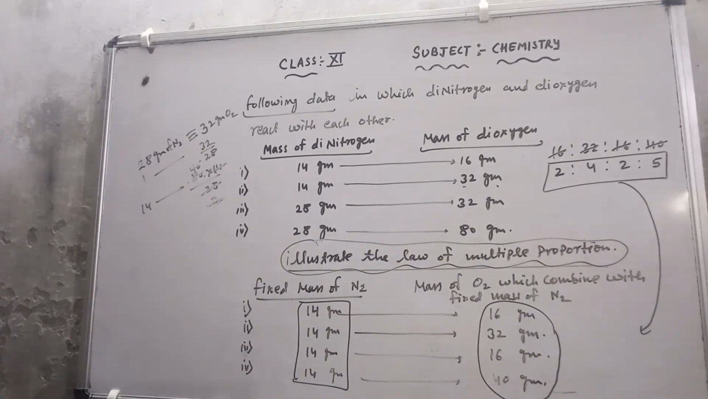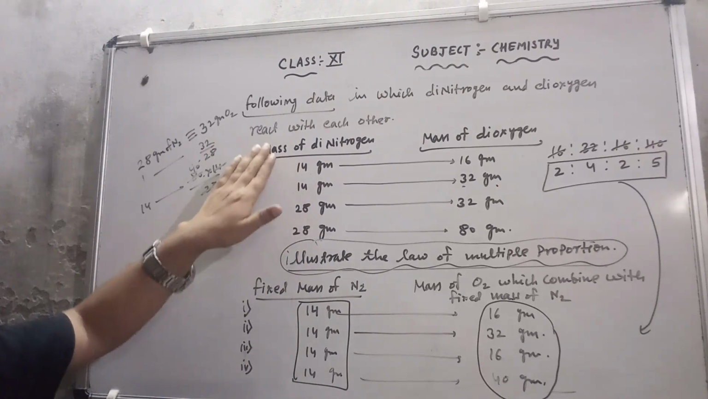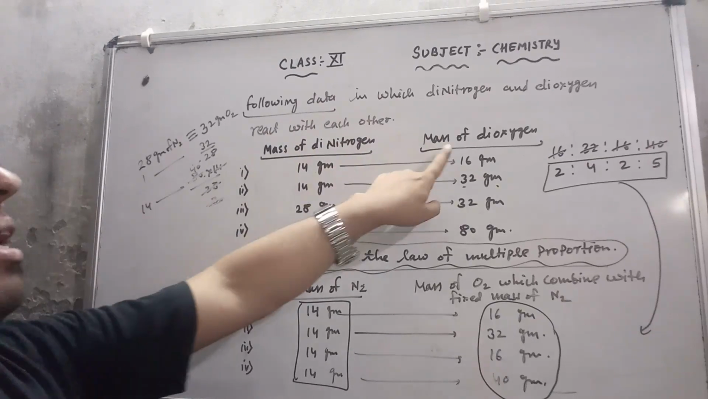So this is the way to solve this question. That means we need to fix the mass of one element, one atom. It's not that you will fix only the mass of this atom. You can fix the mass of dioxygen.